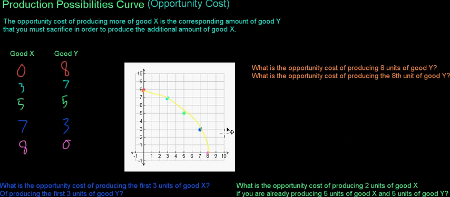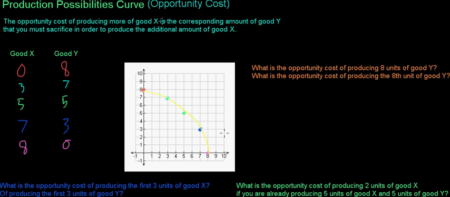So this video is going to cover opportunity cost as it relates to the production possibilities curve. The opportunity cost of producing more of good X is the corresponding amount of good Y that you must sacrifice in order to produce the additional amount of good X. That definition sounds really confusing, but when you get the hang of it, it's really simple. So, the opportunity cost of producing more of good X.